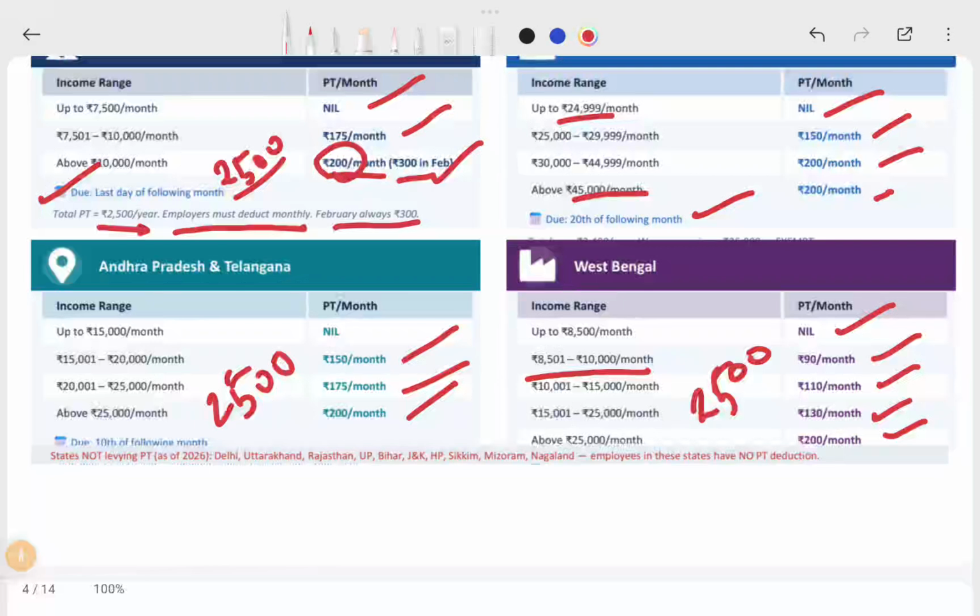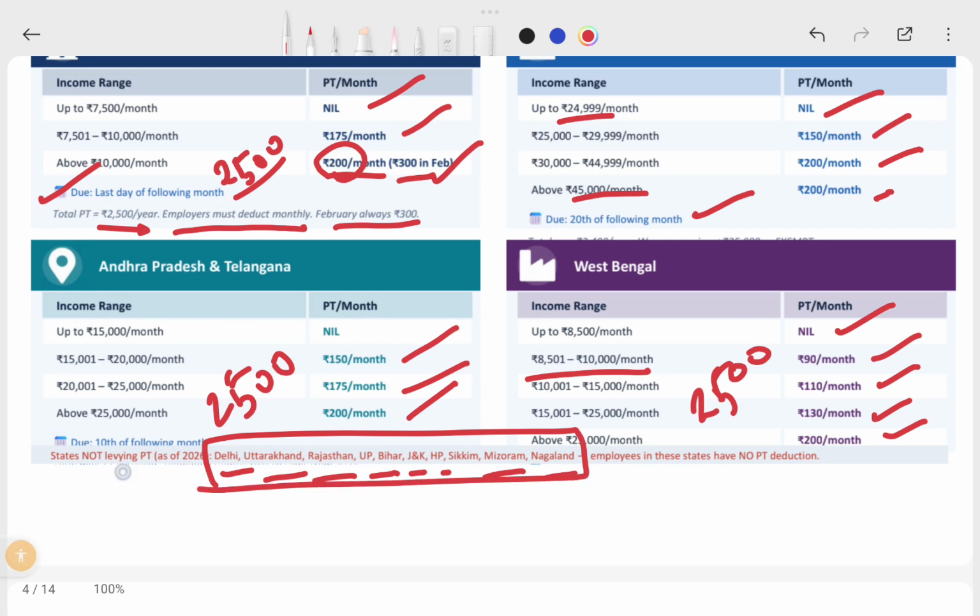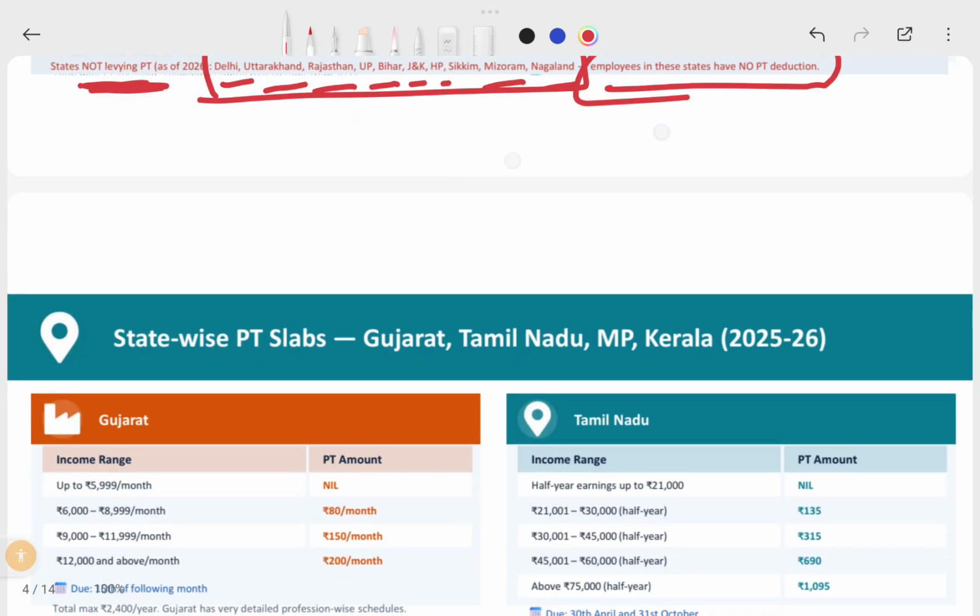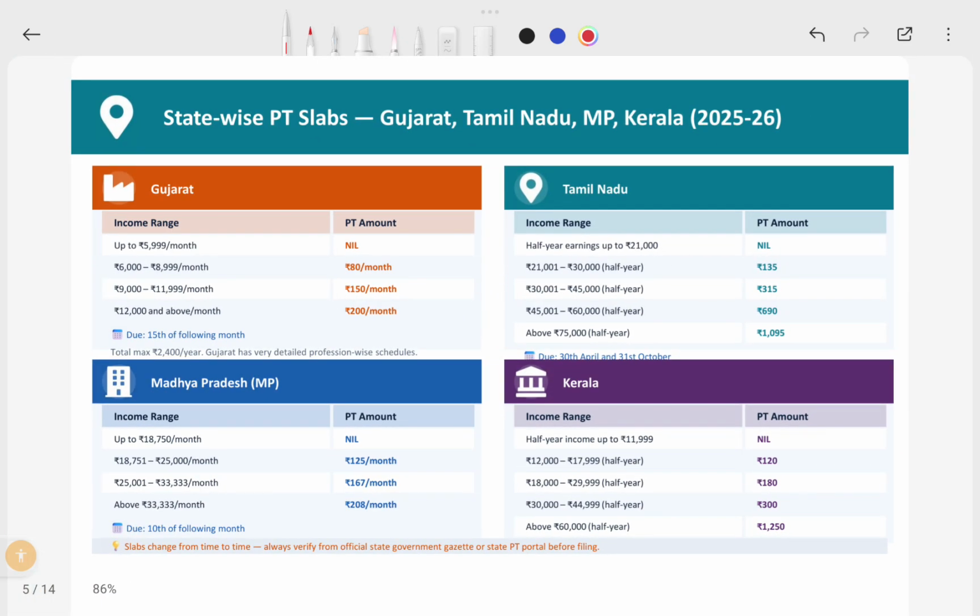A few states do not deduct PT under their state tax. Examples: Delhi, Uttarakhand, Rajasthan, UP, Bihar, Jammu and Kashmir, Sikkim, Himachal Pradesh, Mizoram, Nagaland. These states are not levying PT as of now, so employees working in those states are not liable to pay PT. If you observe Gujarat, till 6,000 is nil, and then higher slabs follow. The maximum cap would be 2,400. Here we don't need to pay the extra 100 in Gujarat state.